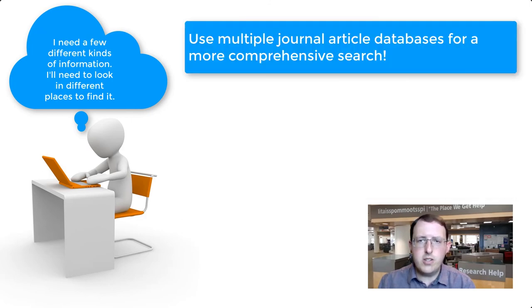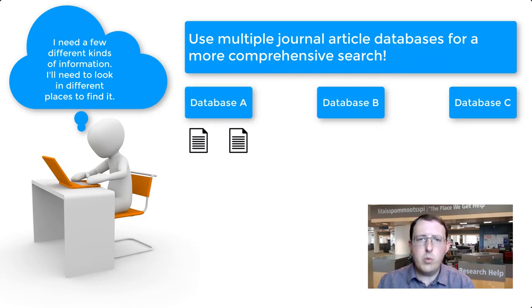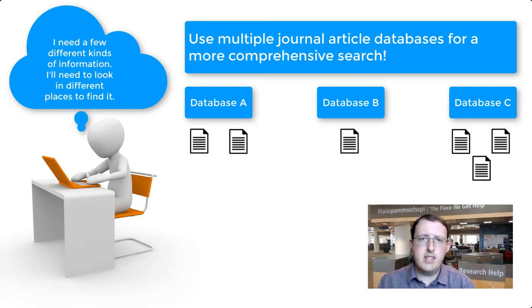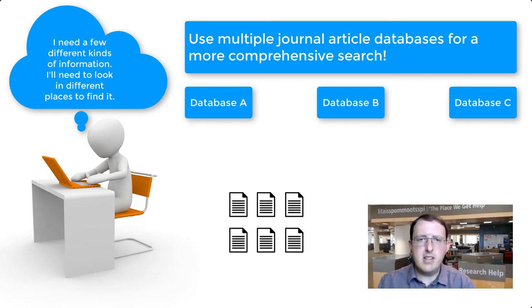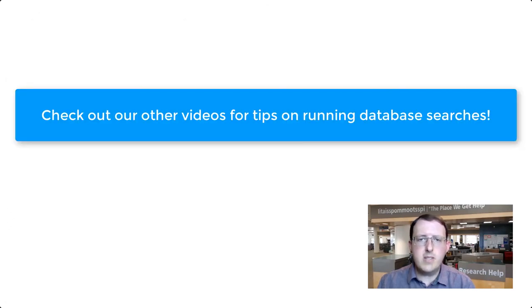Even if you're just looking for journal articles, it can be helpful to search more than one database, especially if you're wanting to gain a more comprehensive understanding of the research that's been done on a topic, or if you're interested in different disciplinary perspectives. In other videos, we look at some useful techniques to help you find what you're looking for once you've chosen one or more databases to search.